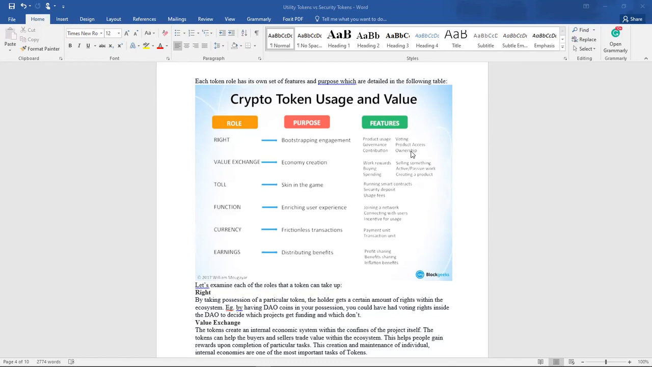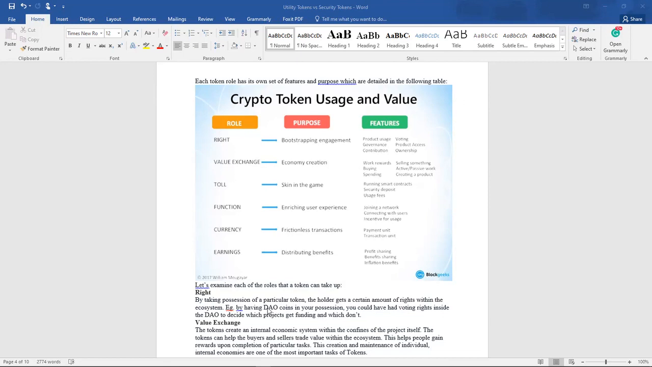It's also creating ownership. So we can start with the first one, that is rights. By taking possession of a particular token, the holder gets a certain amount of rights. That is the role of the first part, the role of the coin. So you get a certain amount of rights within the ecosystem. By having a DAO coin in your possession, for example, you could have voting rights inside the DAO to decide which project gets funding and which does not.